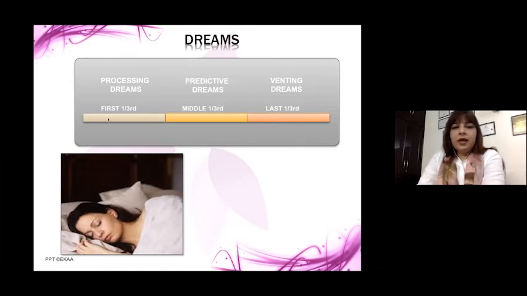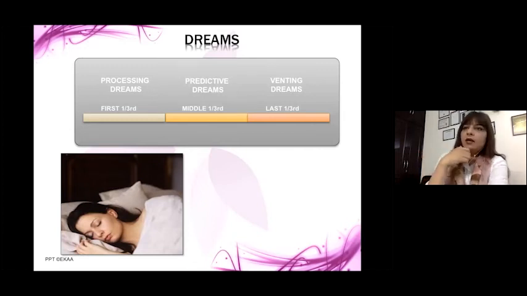Okay. Then we come to the middle part of the sleep, which has predictive dreams. In the middle of your sleep cycle, whatever dreams you have are predictive dreams. That means those dreams can actually give you a message about what is going to happen in your future. So for example, today you decide that, okay, I have enough money now, let me quit my job and go on a world tour, right? When you are on a world tour, you are having a good time, you are spending a lot of money.